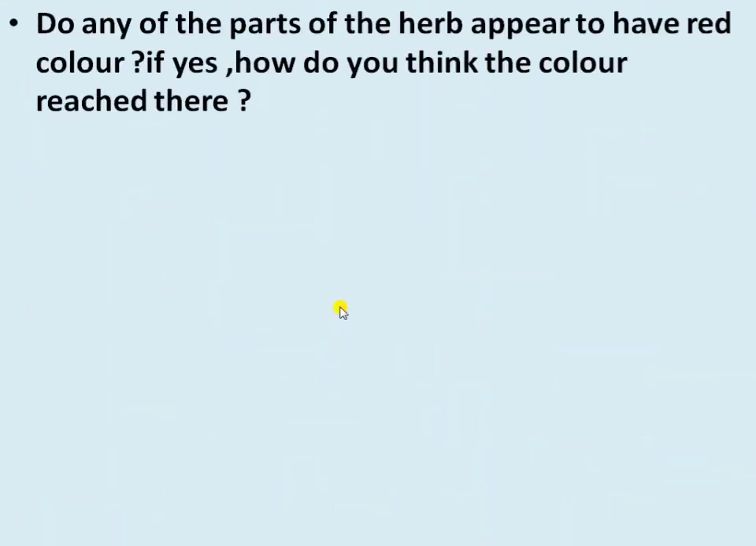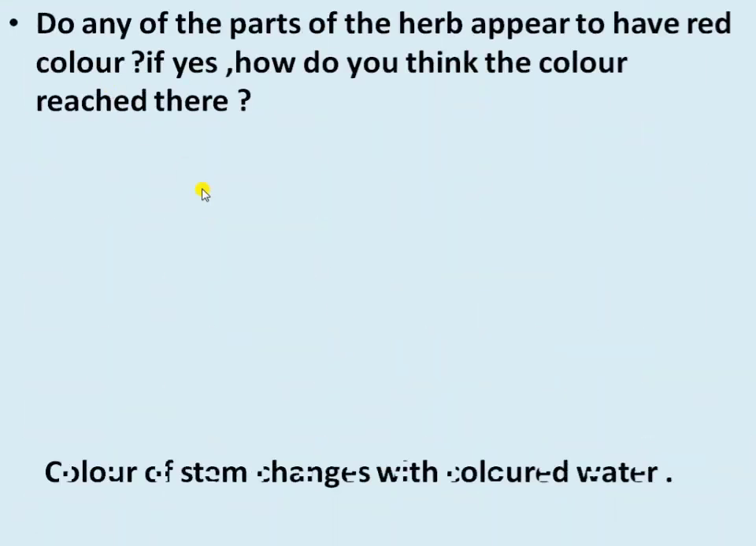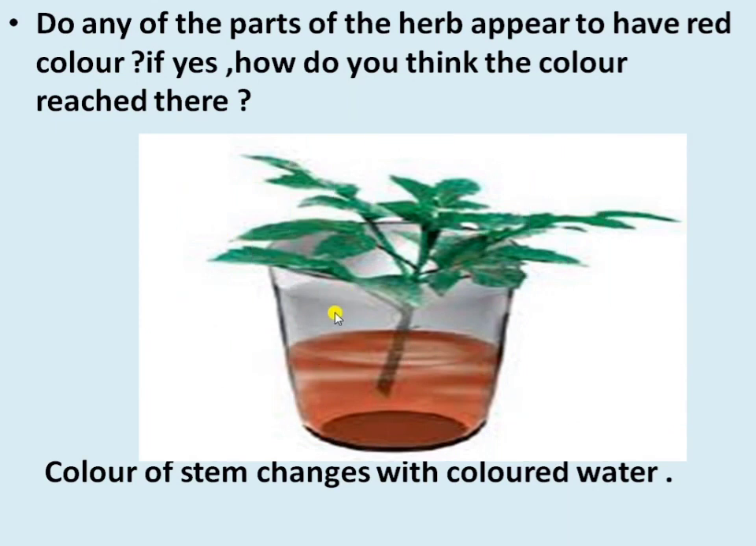As you can see here in this picture, does any part of the herb appear to have the red color? If yes, how do you think the color reaches there? That you have to answer. You can cut the stem across of this plant and look for the red color inside the stem also.